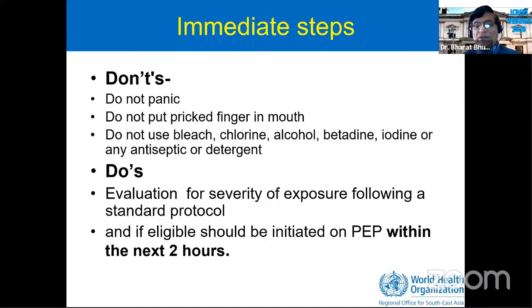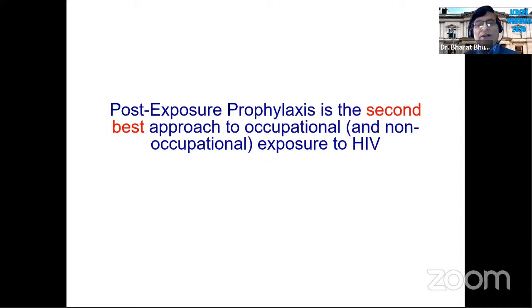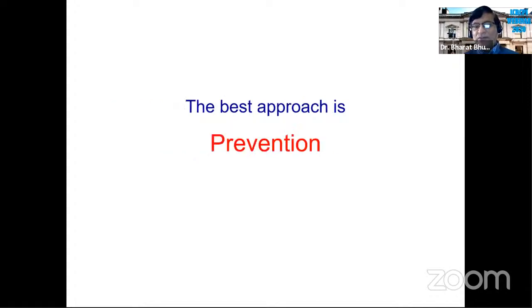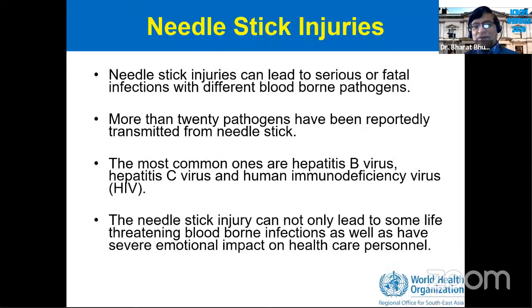Immediately, the person should be evaluated for severity of exposure and started on post-exposure prophylaxis within 2 hours, which is a challenge, to get the drugs and the evaluation within 2 hours. So we'll see how we can start PEP within 2 hours. But again, before I go to post-exposure prophylaxis, we should remember this is the second best approach to preventing occupational exposure to HIV, the first still being prevention. So let us focus a little bit on prevention.